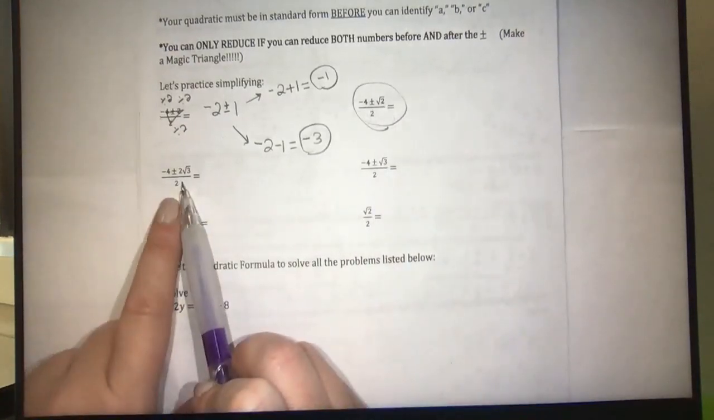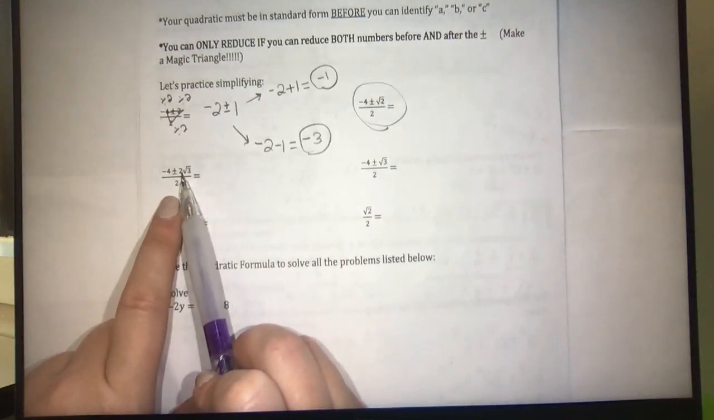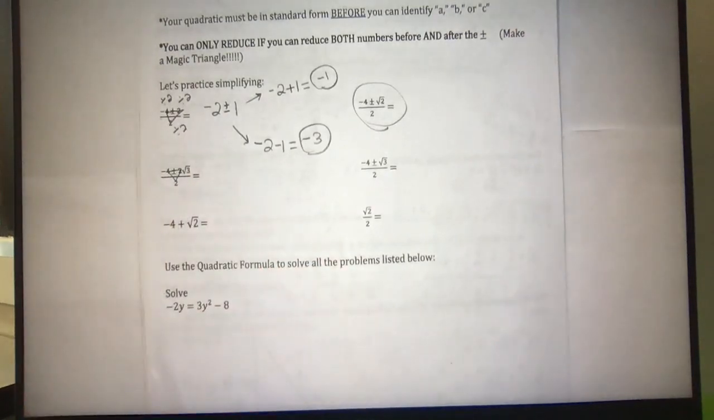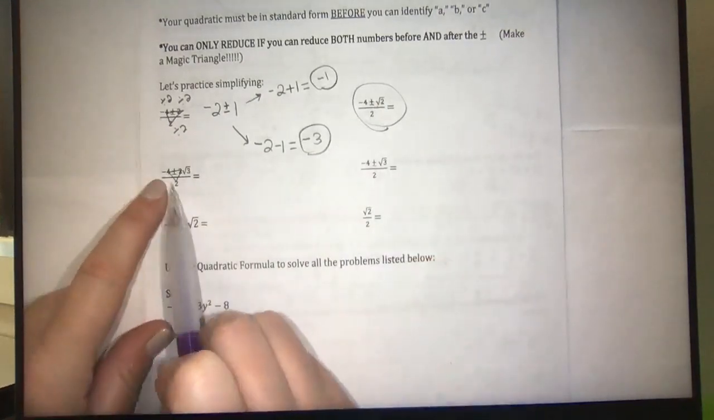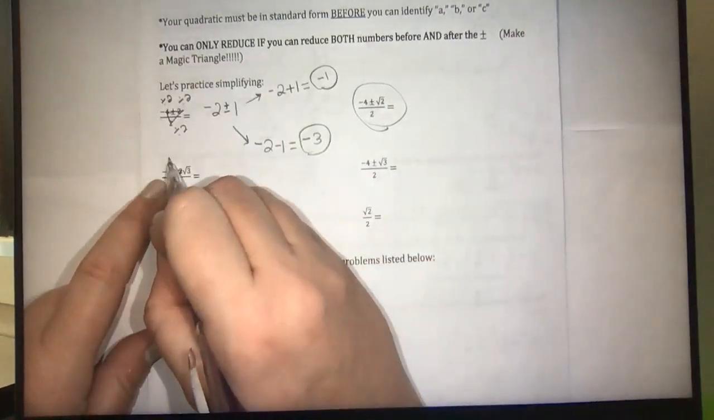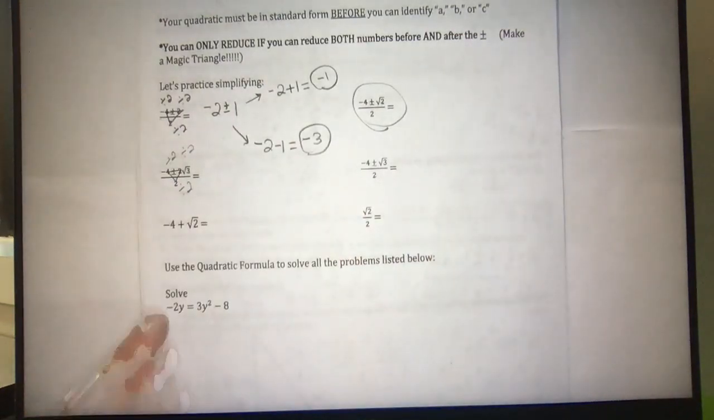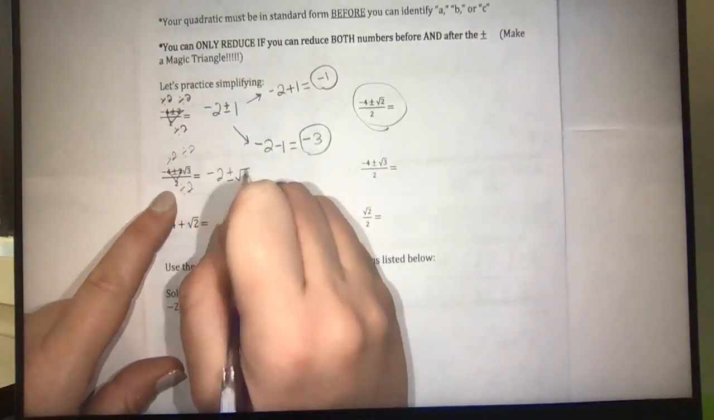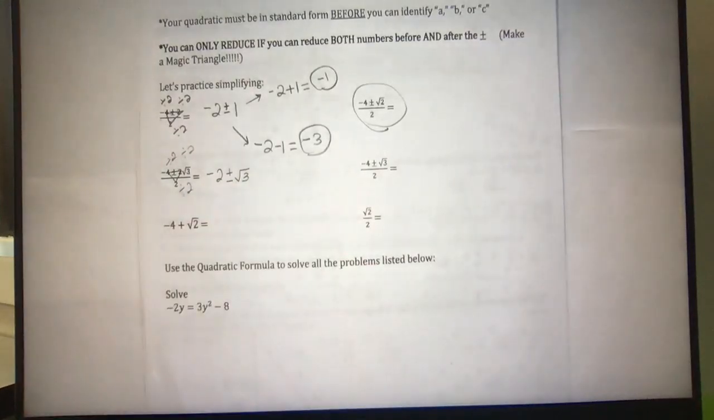Okay, compare it to this guy. Now I still have a radical, but look what I have out in front of the radical. Now I got a number. Now I have a magic triangle. I got a triangle now. I did not have one here, but now I do. So if I divide every little part, every little peak by 2, I get -2 plus or minus root of 3. Denominator's 1, so I don't have to worry about him.